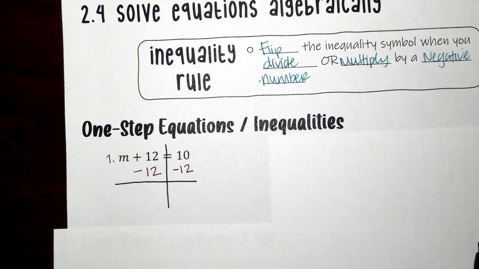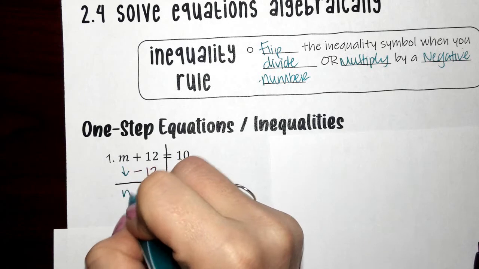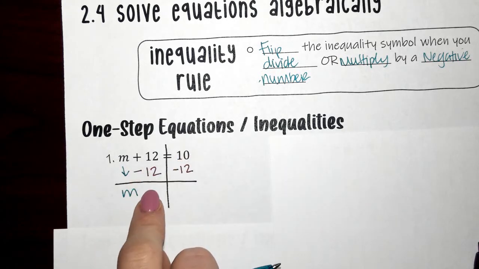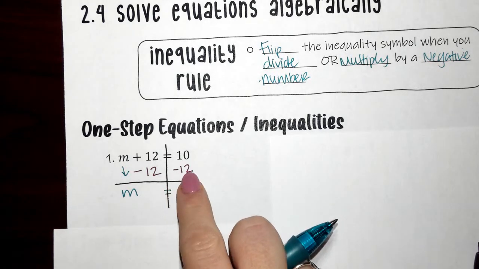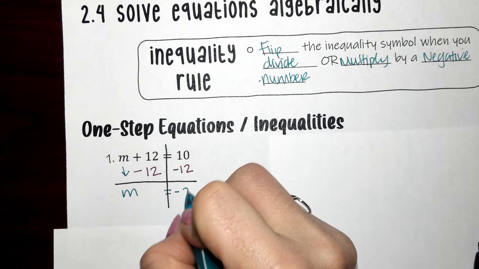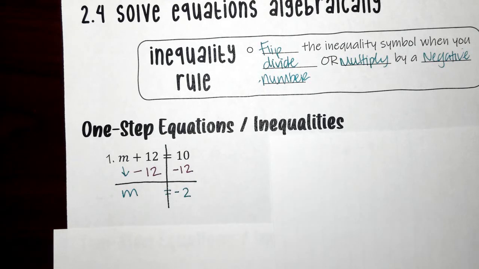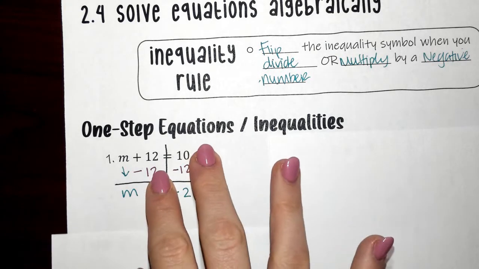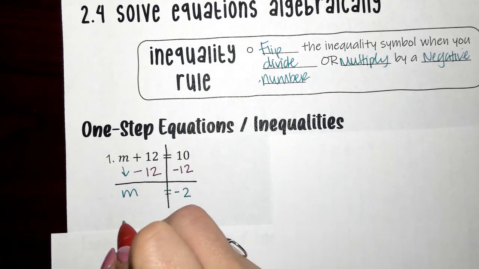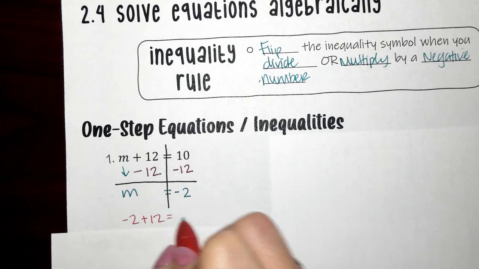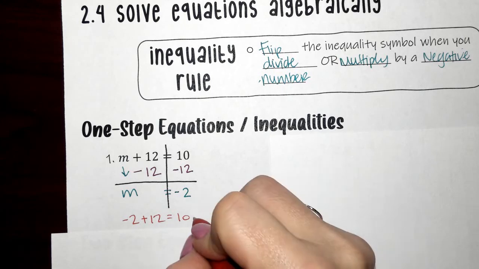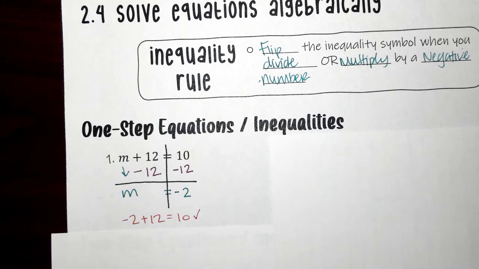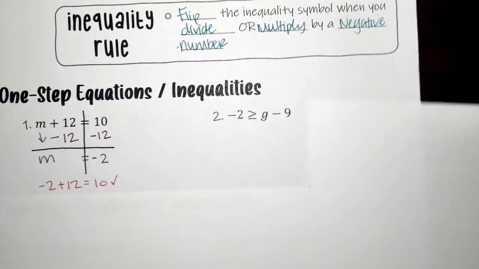So what we're left with then, my m comes down. Positive 12 minus 12 is 0, so I have no more numbers over here. 10 minus 12 is negative 2. You can check your answer by plugging it in. So negative 2 plus 12 equals 10. Yes, it does. So that checks out. That's right. Alright, so one step is as simple as that.